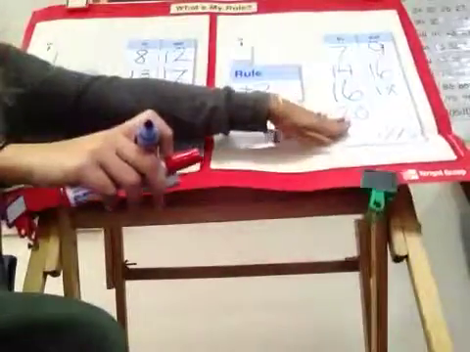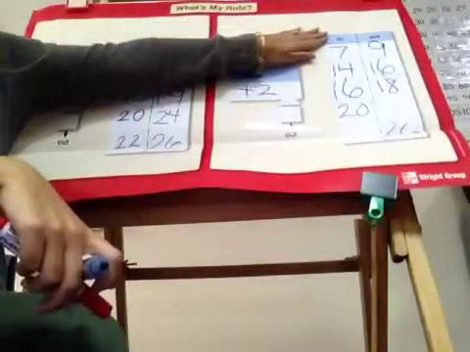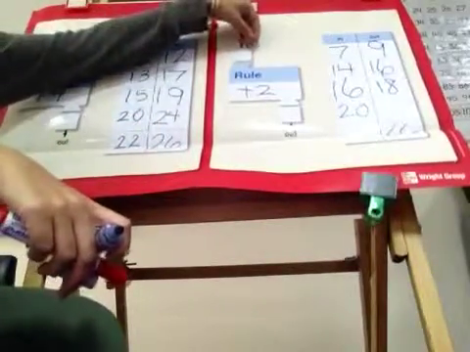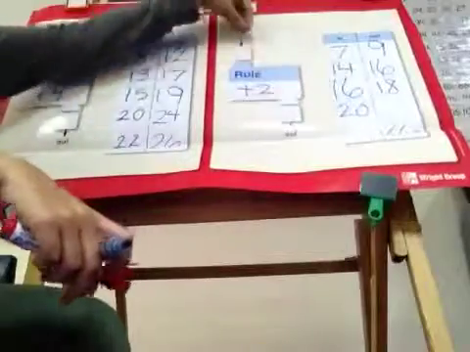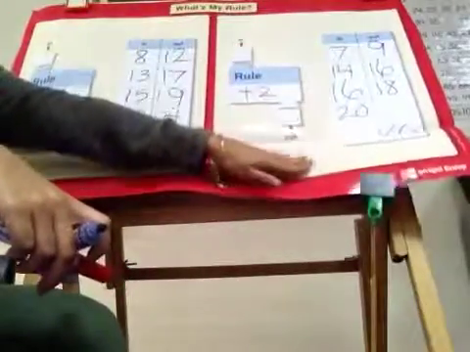Now 20 is in our inbox. So we get to put it in at the top and we get to follow the rule. So 20 plus 2 equals 22. Put 22 next to our 20 in the out box.